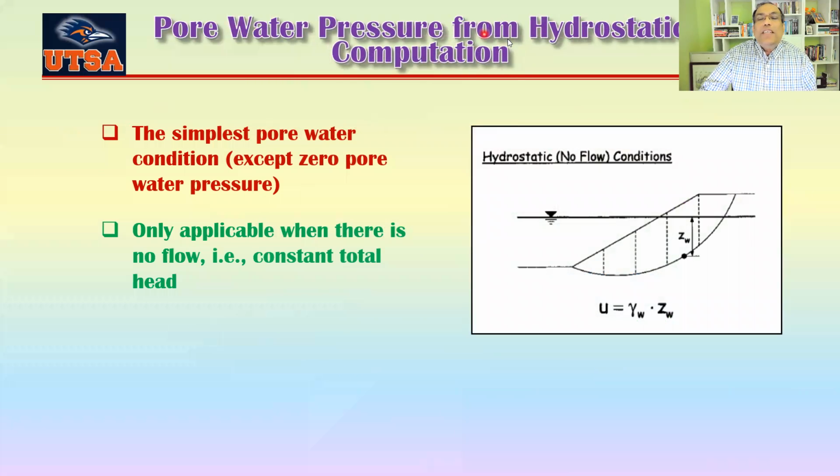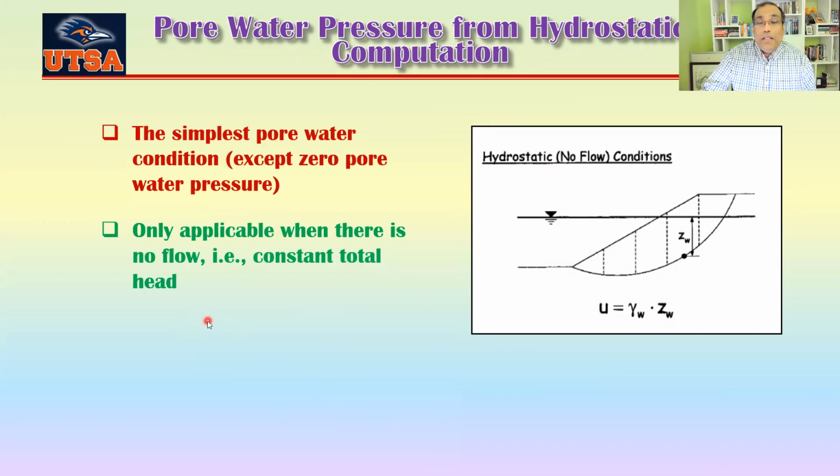Then, pore water pressure computation directly from the hydrostatic computation. It's the easiest way, okay? So if you know the height of the water here, then at the bottom of that slice, you can say what the height is. If this is the height, then the pore water pressure would be gamma W times ZW, okay? So gamma W is the unit weight of water, and this is the height. That's the way you can do that.